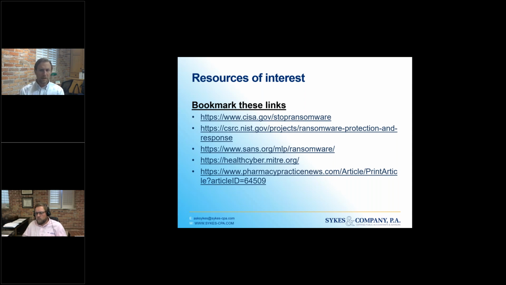So I think probably one of the better ones is that first one, CISA.gov. It's very easy to read, very easy to follow. It's got a lot of practical tips on there. Definitely look into these links and familiarize yourself with them. They will help you understand a little more of what's going on with ransomware, and they keep them updated continually.